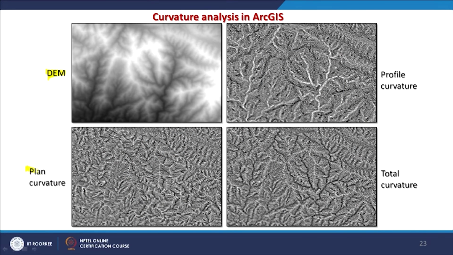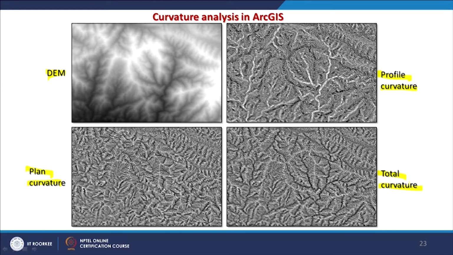This is the plan curvature, which you can see. The profile curvature is on the top right, and the bottom right is the total curvature. Of course, all three will depict altogether different things, but if you look carefully, you would find that the total curvature encompasses both plan curvature and profile curvature.